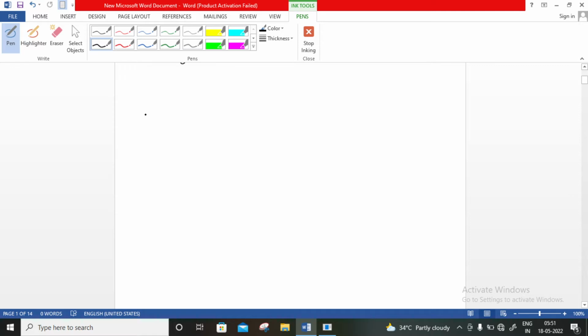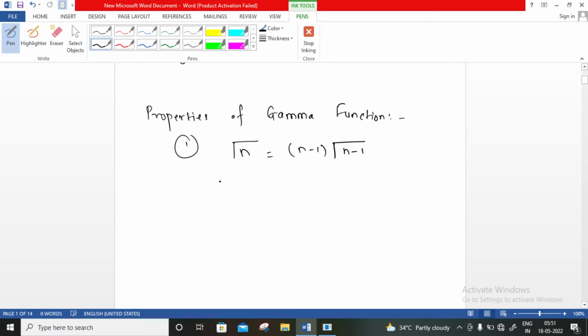Now we see the properties of gamma function. The first property is, you write gamma n in terms of the previous term: n minus 1 into gamma n minus 1. Suppose you have gamma n plus 1, then you take its previous term, which is n gamma n. You write gamma n plus 1 as n gamma n.